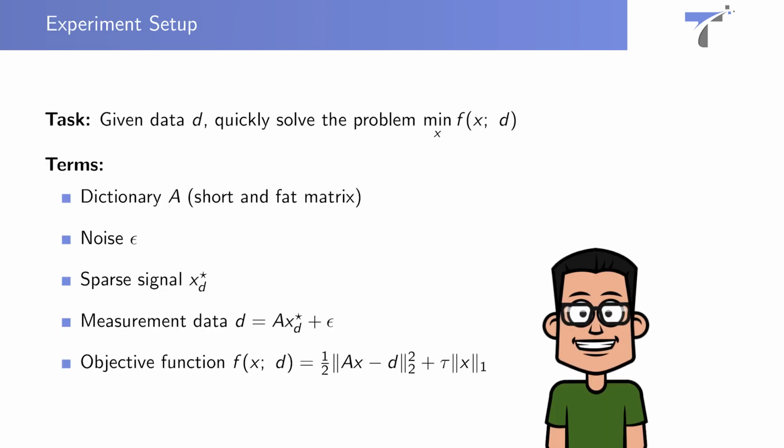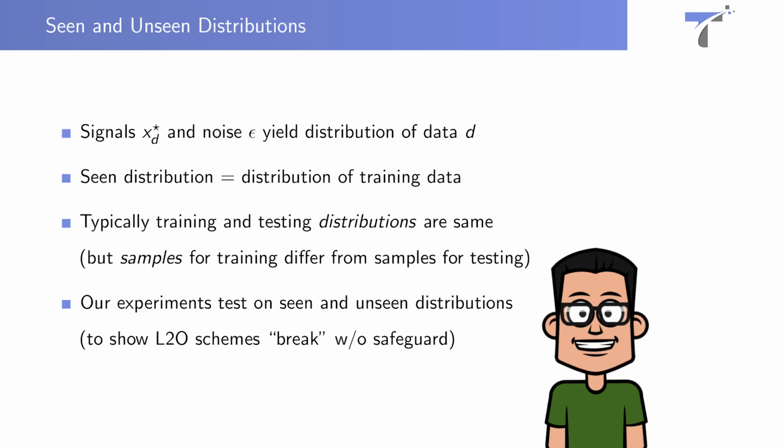We conduct numerical experiments on several optimization tasks to verify the efficacy of our safeguarded L2O. In each task, we try to recover some hidden variable x from the observable data d by minimizing an objective function f. In the first task, we have a dictionary A, which is a short and fat matrix that is generated beforehand and fixed. We assume that the hidden variable x_d star that we would like to recover is sparse, and the data d that we can observe is its noisy linear measurement under dictionary A. The objective function that we minimize is the L1 regularized least square, which is also known as the Lasso model. Because the dictionary A is fixed, the distributions of the sparse signals x_d star and the noises decide the data distribution in this task.